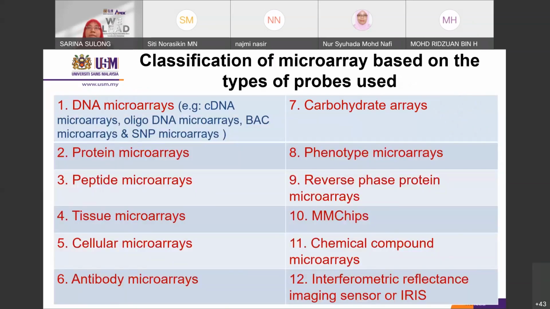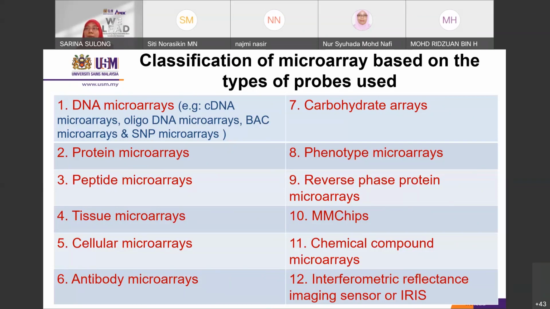Okay, so based on the types of probes used, there are different types of microarrays. I was quite surprised when I found that there are so many types of microarrays, and there are a lot of things to explore. There are DNA microarrays, which are the common ones used in my field, such as cDNA microarrays, also known as gene expression arrays, oligo-DNA microarrays, BAC microarrays, and SNP microarrays. The BAC is the bacterial artificial clone, so they use bacterial artificial clones to prepare the probes that can be put on the arrays.